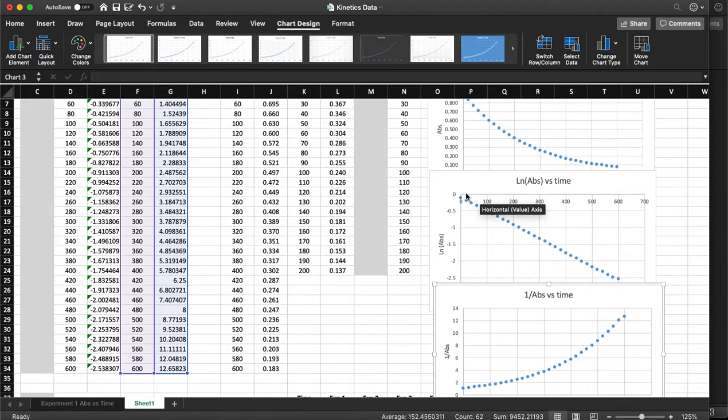All right, so that pretty much covers all of the first part of this lab. I'm going to do this lab in segments. For this first part, it's really just all about identifying that reaction order and having these 3 plots generated to verify that.